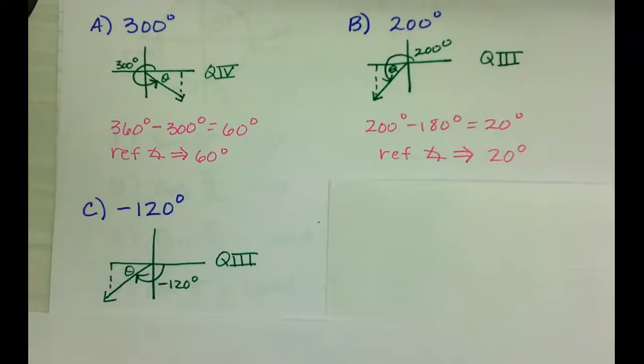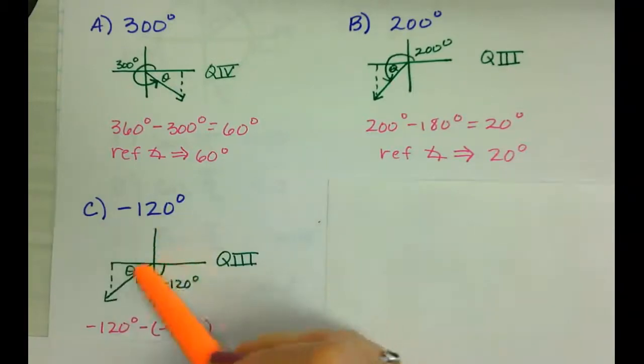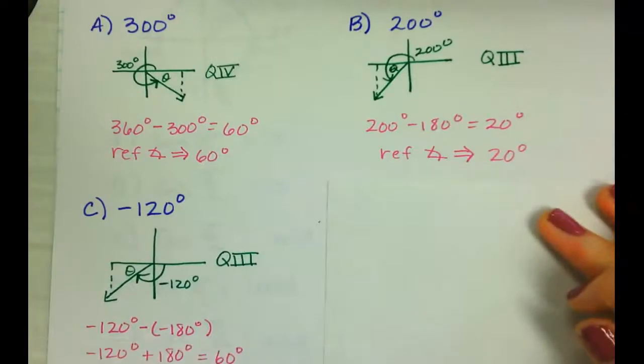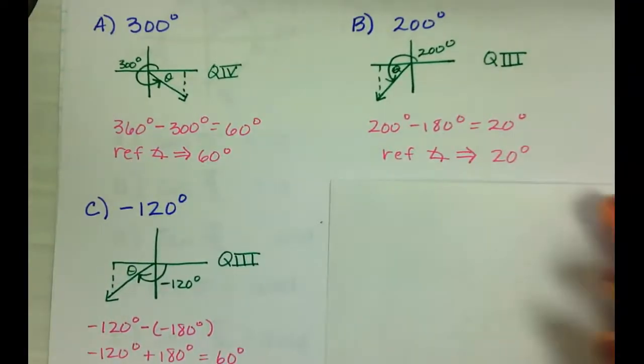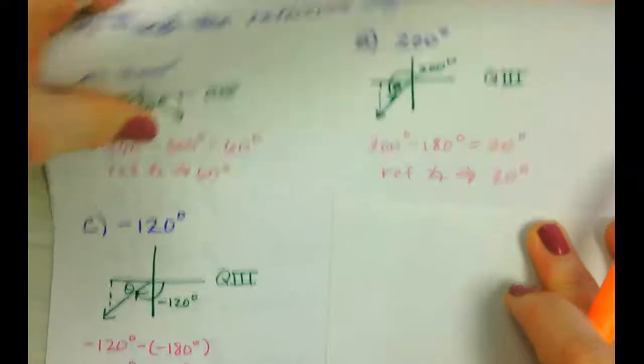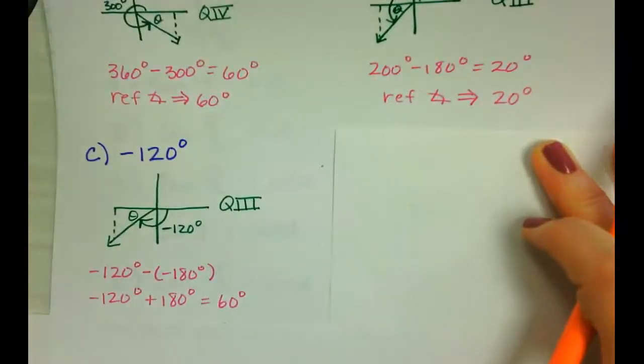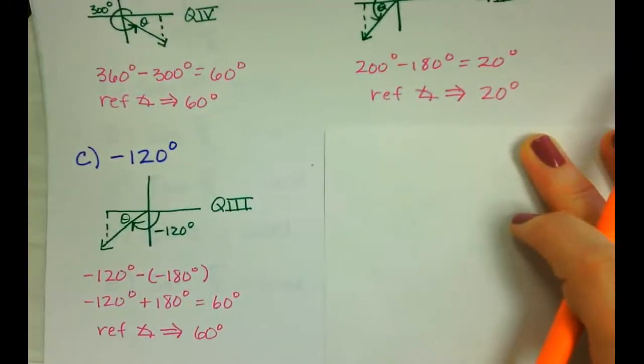Now here I do need to be a little mindful of that negative sign on the angle, because remember, when I'm in quadrant 3, I take the angle and I subtract 180 degrees. So here I take my angle, which is negative 120, and I subtract negative 180, because remember, I'm subtracting this part off. And so what I'm actually doing is taking the angle and adding 180 degrees to it, and that gets me my 60 degrees, which is what my reference angle is.